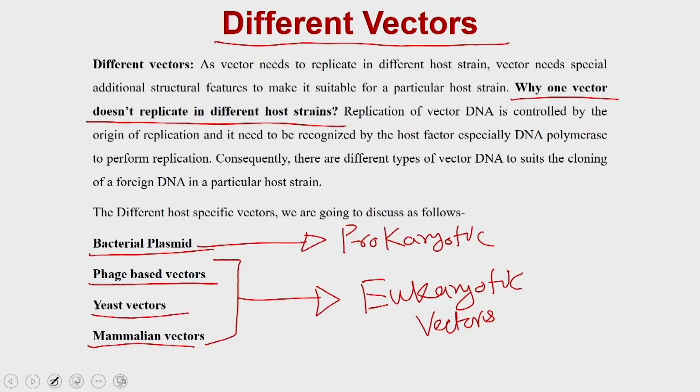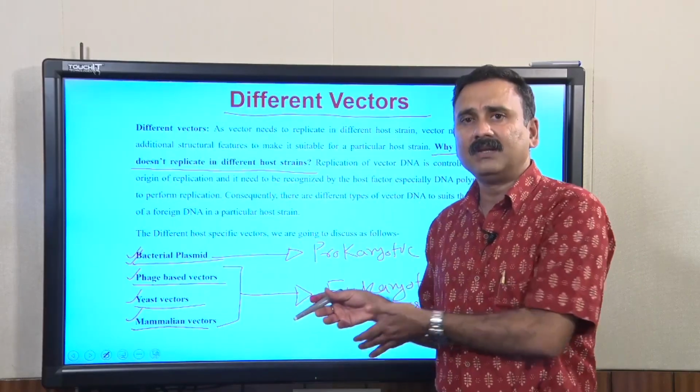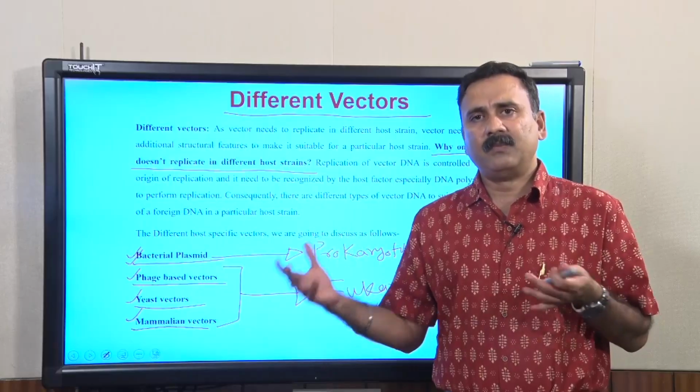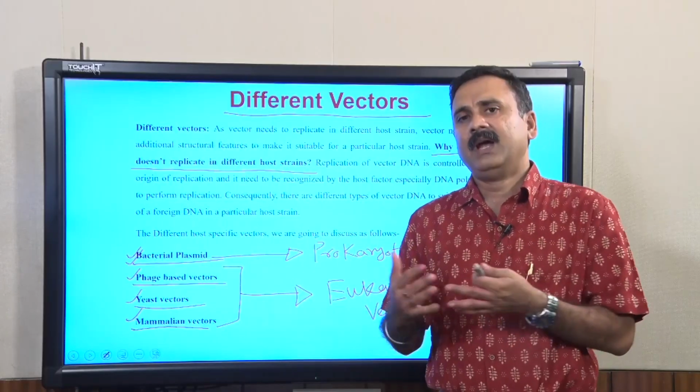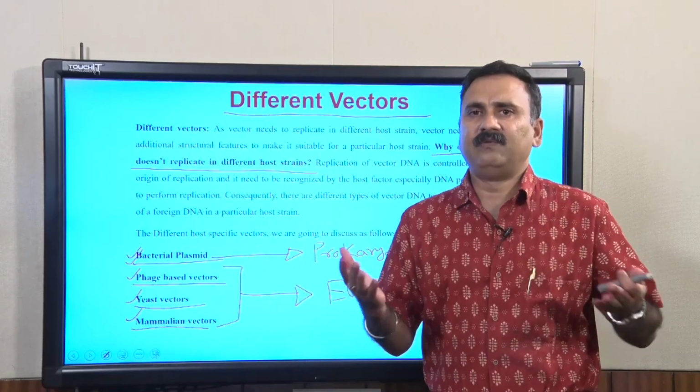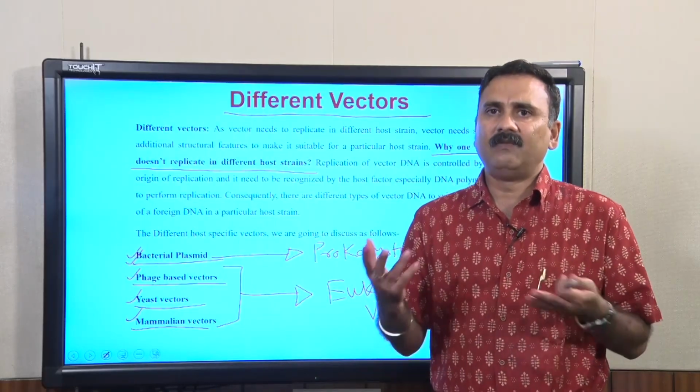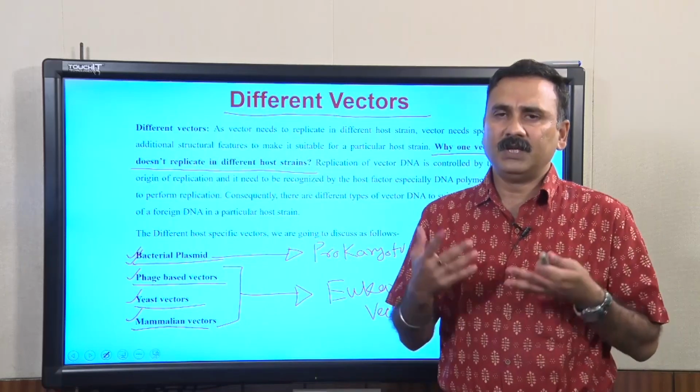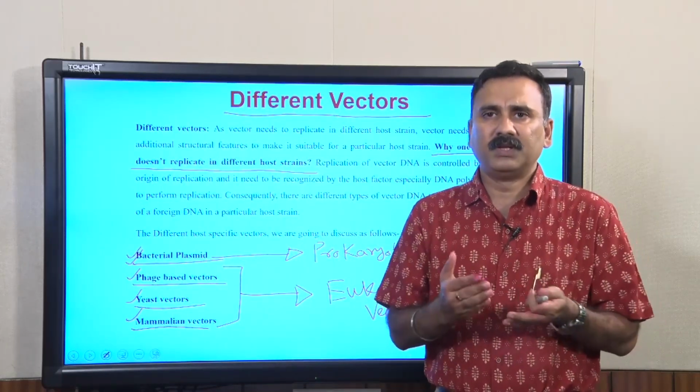So considering these, people have developed different types of vectors. We are going to discuss only the following set of vectors: bacterial plasmids, phage, yeast and mammalian types of vector. What we are going to discuss is not an extensive discussion about the different types of plasmid or vector found under these categories. We will discuss probably one or two representatives of each class, and only their features. There is no end to the plasmids and other kinds of vectors which people have developed for these host strains, and it is almost impossible to discuss all of them.